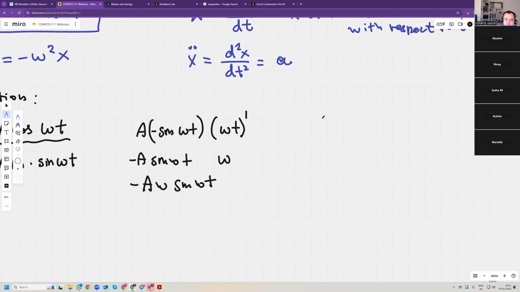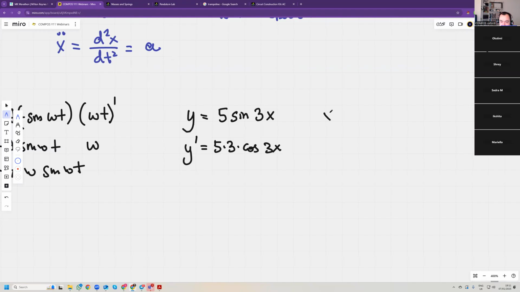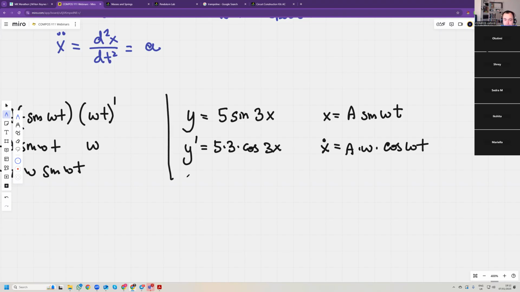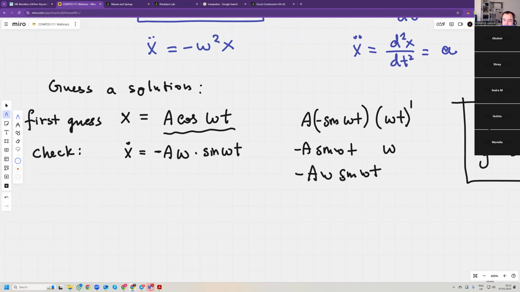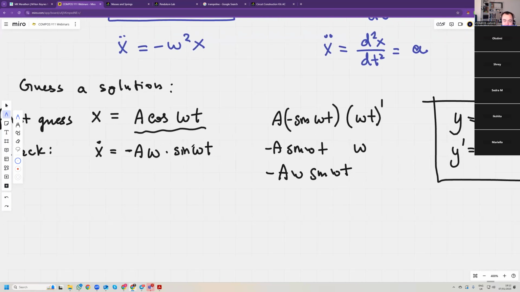Let me just do a quick example. If y equals 5 sine 3x, then y dash is 5 times 3 times cos 3x. Okay? I think you would agree. So if x is a sine omega t, then x dot, the same as x dash, is a multiplied by omega multiplied by cos omega t. Does that make more sense? Chain rule. So yes, here I have cos, so it's like that.